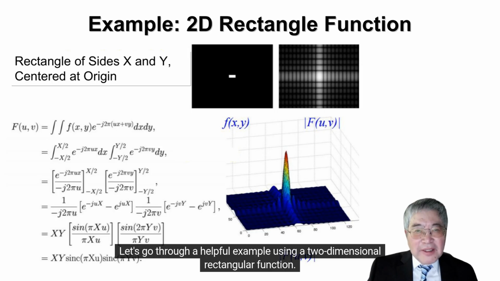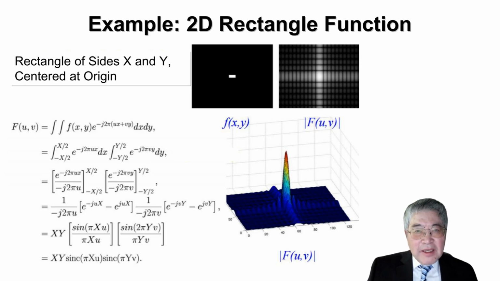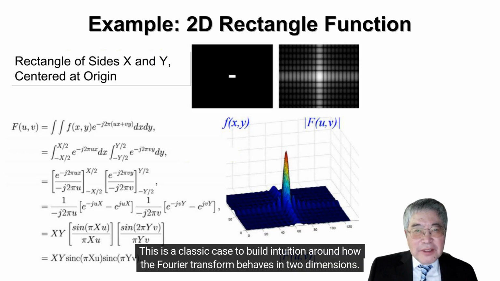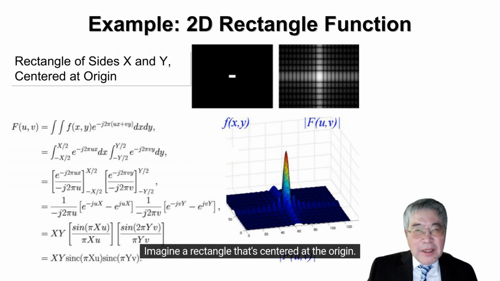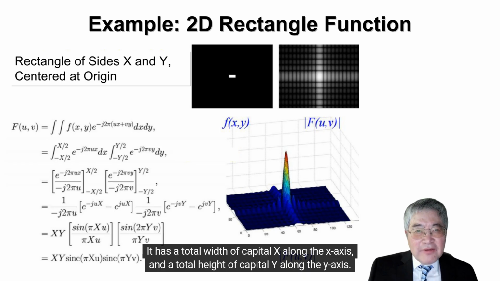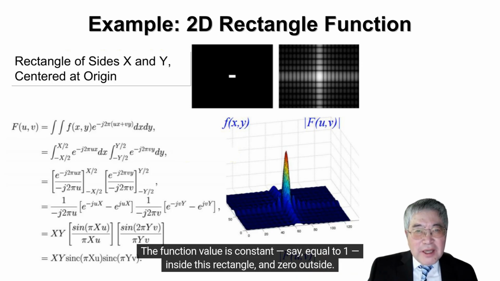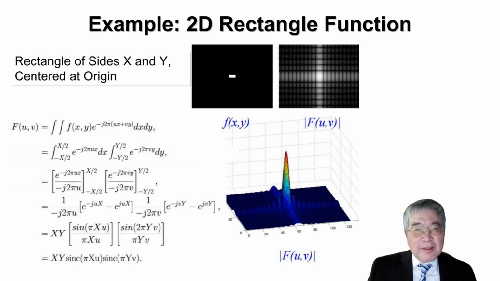Let's go through a helpful example using a two-dimensional rectangular function. This is a classic case to build intuition around how the Fourier transform behaves in 2 dimensions. Imagine a rectangle that's centered at the origin. It has a total width of capital X along the x-axis and a total height of capital Y along the y-axis. The function value is constant, say equal to 1 inside this rectangle and 0 outside.